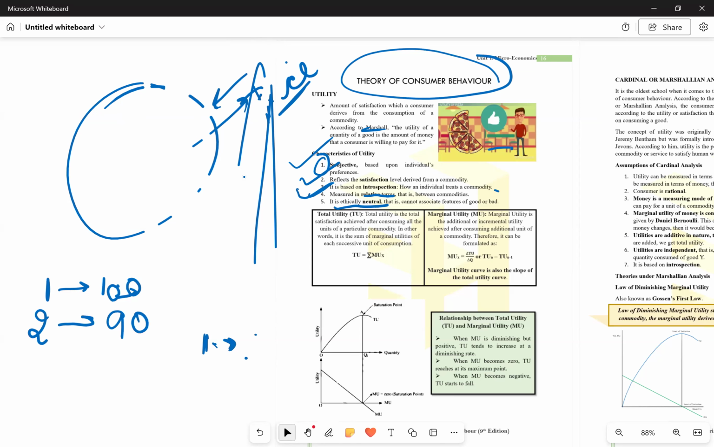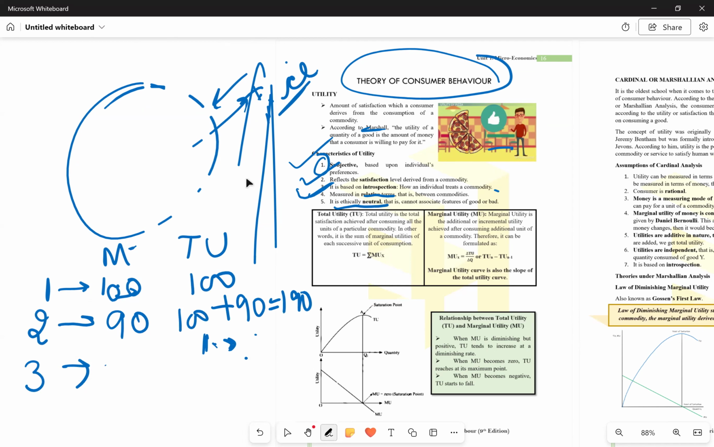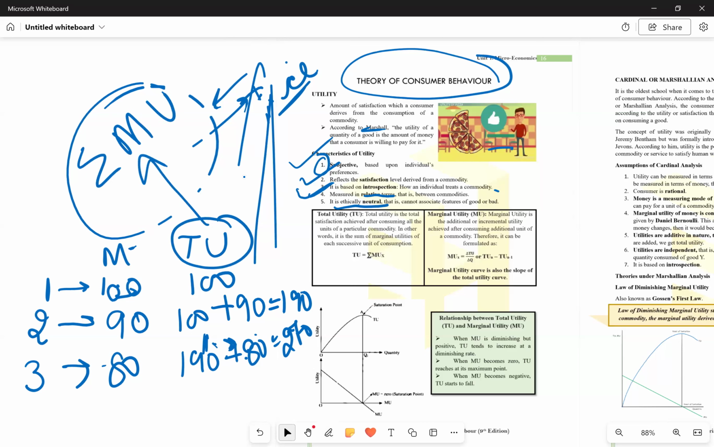of satisfaction, right? So this is the marginal utility, but total utility will be your addition, the total amount of utility you are getting from all the units of a commodity that are consumed together, right? So total utility will be 100 in the case of the first. Then in the case of the second, it would be 100 plus 90. That would be 190, right? In the third, for example, the marginal utility you derive from it would be, say, 80, right? So in the third unit, the total utility would be 190 plus 80. So it would be 270, right? And so on, right? So your total utility is nothing but the summation of marginal utilities.